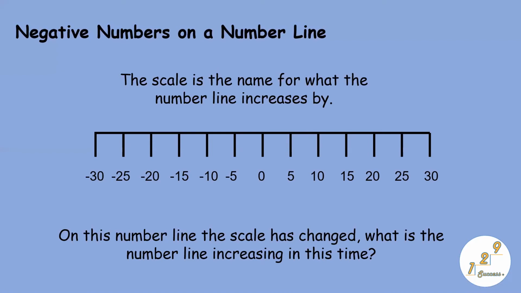Okay, so in this number line, we've got to work out what our scale is increasing by. Now, to work out that, we have to work out what's the difference between our bars. Now, we're going to go from 0 to 5, we're adding 5. 5 to 10, we're adding 5. 10 to 15, we're adding 5. 15 to 20, we're adding 5. So we know that our scale is positive 5 this time.